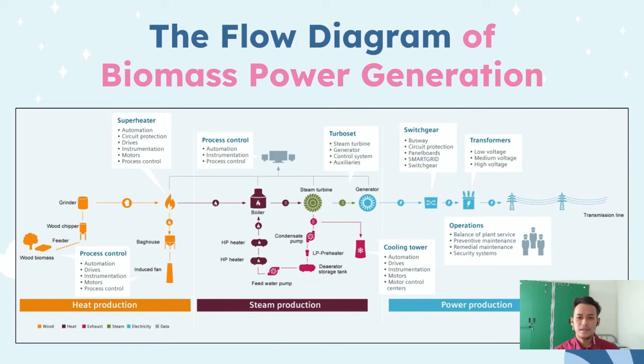Firstly, this is the flow diagram of biomass power generation, which consists of three different phases: heat production, steam production, and power production to produce electricity, which is then distributed through the transmission line.